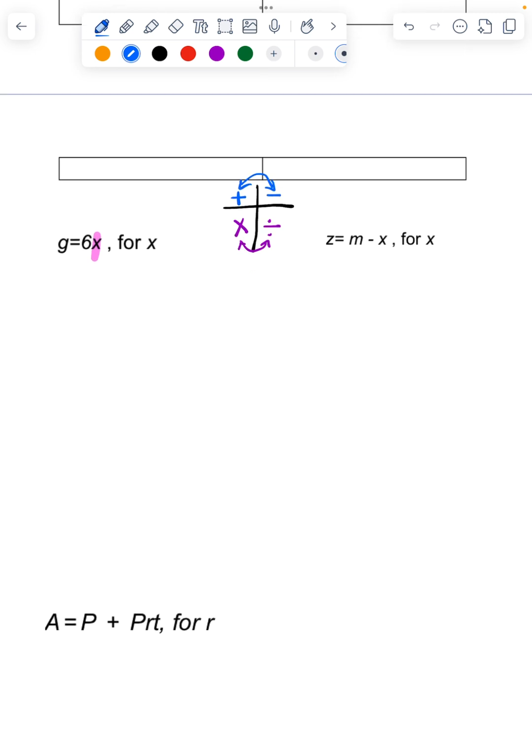Now 6 times x, I'm going to go here. It says that we need to divide. So I'm going to divide each side of the equal sign by 6. Now, 6 divided by 6 is just 1. So now, I don't know what g is, so I just bring it down.